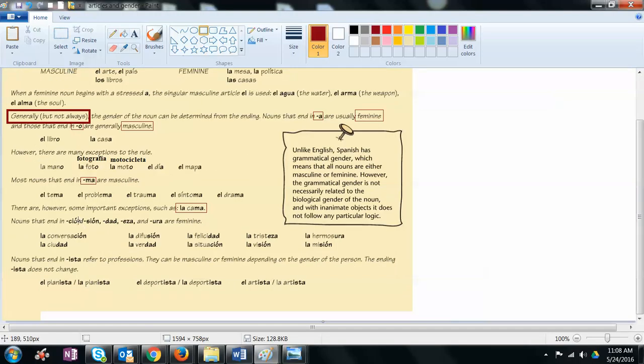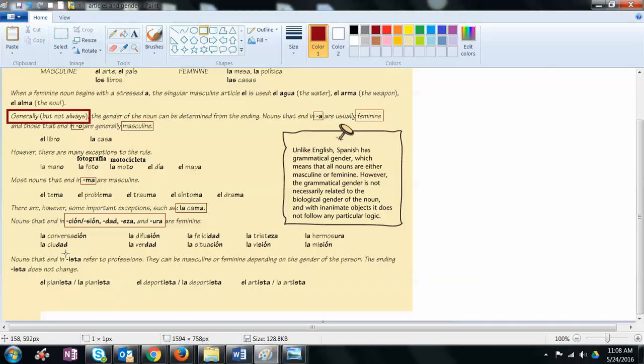Here are some other suffixes that are feminine: ción, dad, esa, ura. So if you see words that have these suffixes, you're going to go ahead and assume that they're feminine. Also, words that have the suffix ista. Ista has to do with a profession, like pianista is someone who plays the piano, deportista is someone who plays sports, and artista is someone who's an artist.